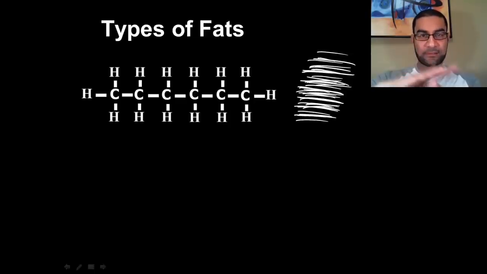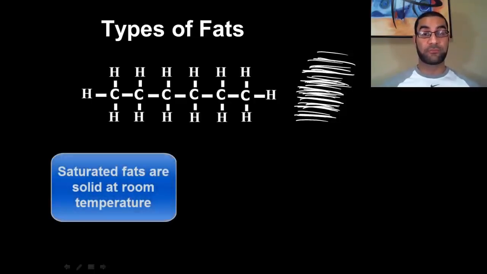They can stack and compact really easily. Because they can all compact really easily, since they're all straight lines, they're so dense that saturated fats are actually solid at room temperature. Because all these fatty acid tails are straight, they can all really compact and they become solid at room temperature. Great examples of saturated fats, or fats that are solid at room temperature, would be butter and animal fats.